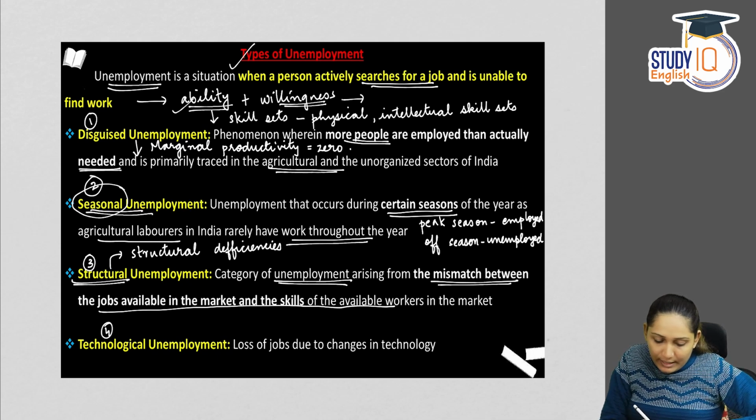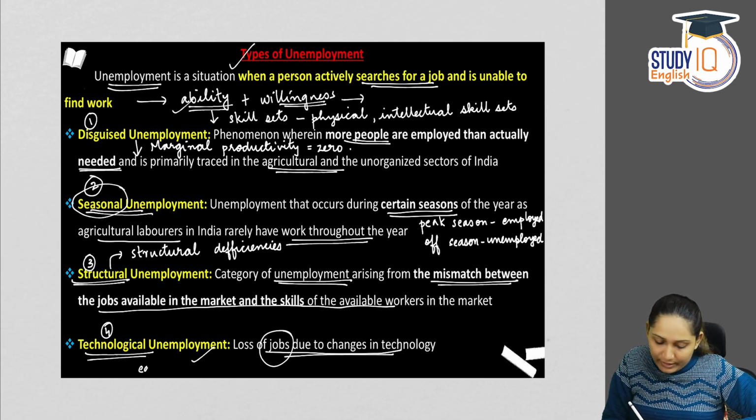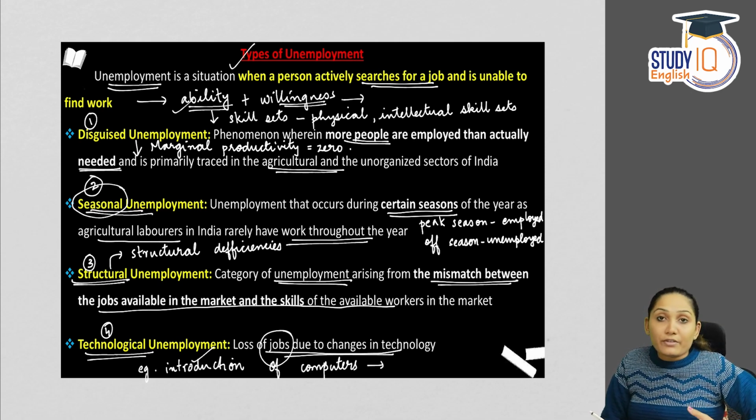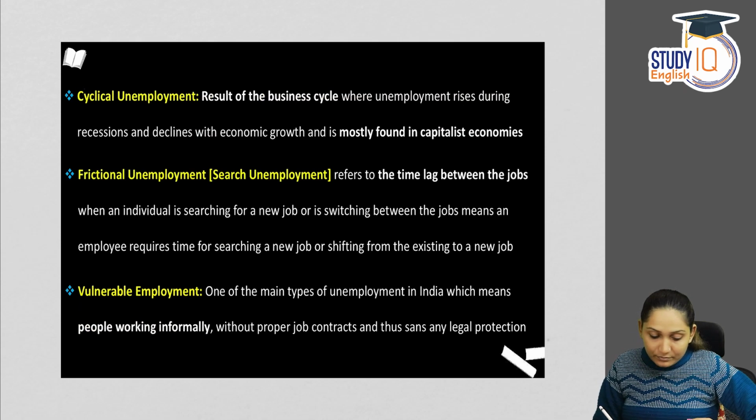Next is technological unemployment, loss of jobs due to changes in technology. So technological unemployment happens when people lose their jobs because of the changes in technology. For example, introduction of computers. So with the introduction of computers, many people might have lost their jobs because one computer can replace many human beings. So that is technological unemployment because of introduction of new technology which can replace human capital.